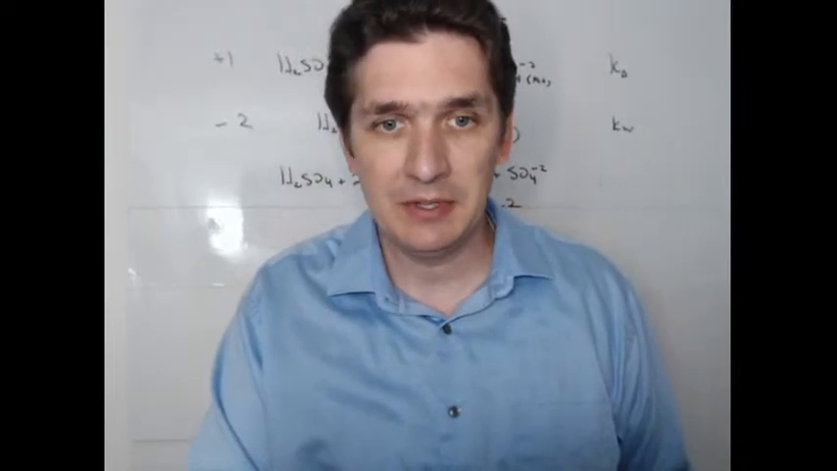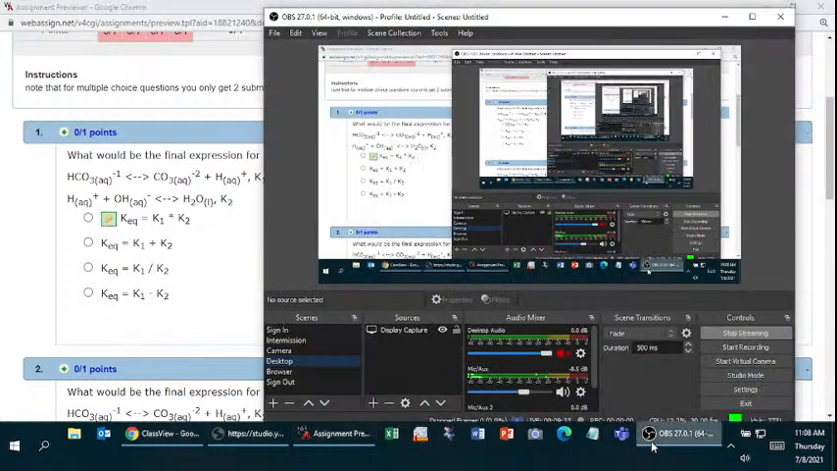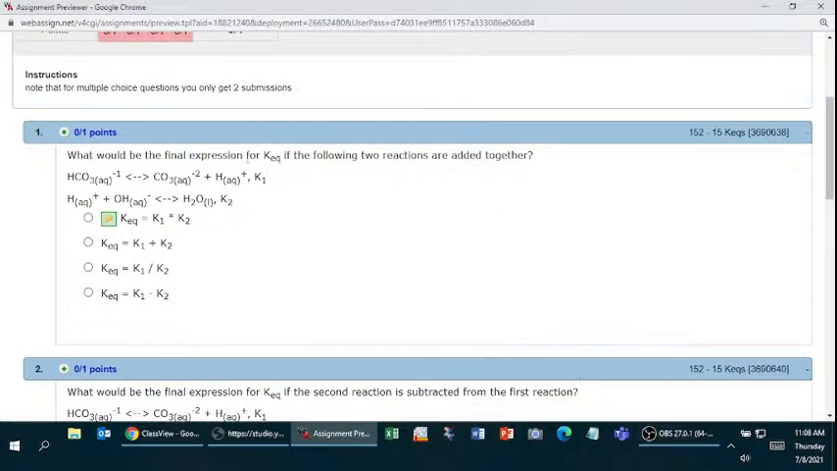So I'll bring up the homework on the desktop. The first one says, what would be the final expression of Kq if the following two reactions are added together? Well, if you're adding together, it's K1 times K2, each of them raised to the first power. So that's how you get that answer.